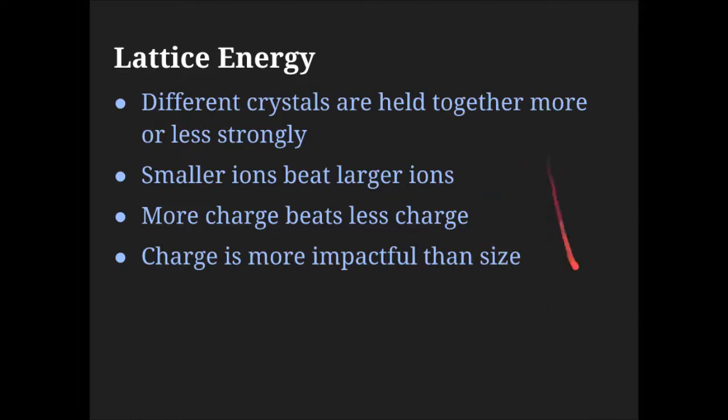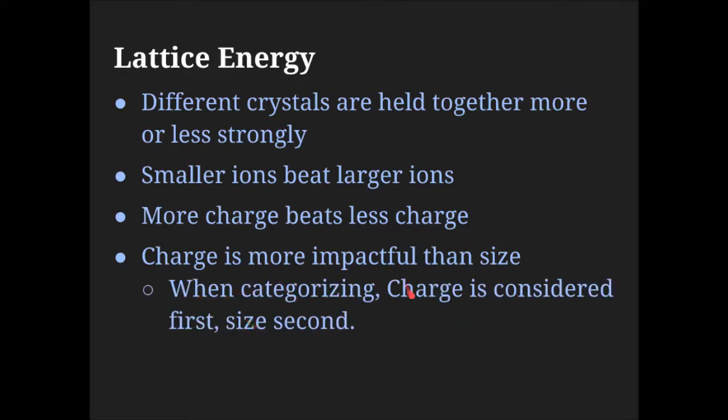So if I give you a list of ions to consider, you need to first consider the amount of charge on each ion and then consider the size of each ion. And to determine size, we'll use what we learned last chapter with atomic radius. So when categorizing, you'd consider charge first, and then size would be a secondary concern.